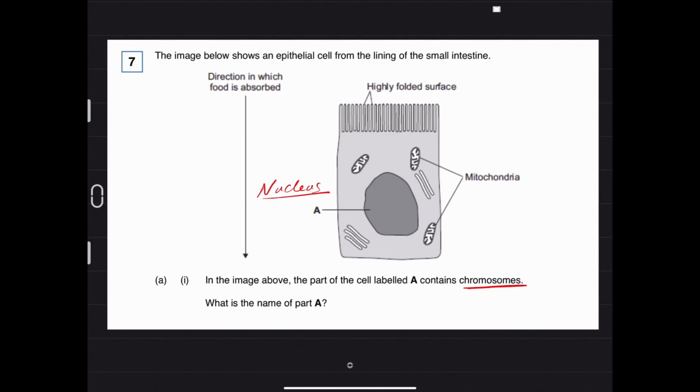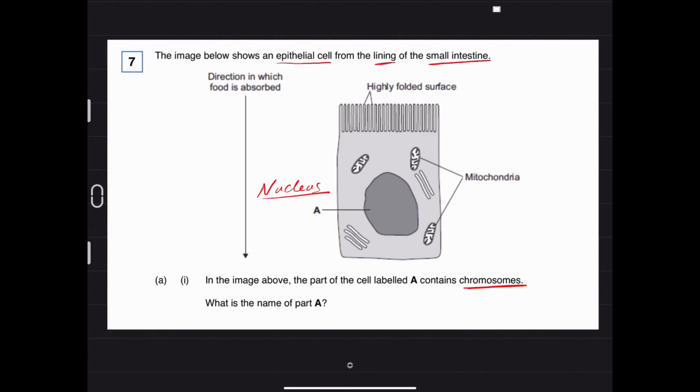Now, before we move on to the next part of this question, this is an exam question. So as you read the exam question, as I've said before, you must underline the key words of the question as you read it. You must get into that habit. So here it's got, the image below shows an epithelial cell. Okay, so you can underline the word epithelial. That tells you what type of cell. And then it tells you it's from the lining of the stomach, lining of the small intestine.